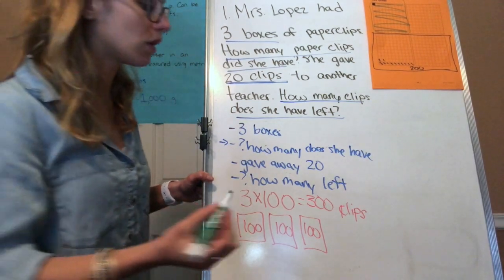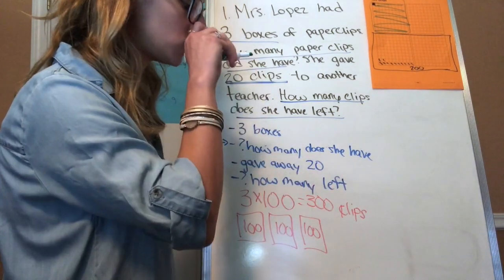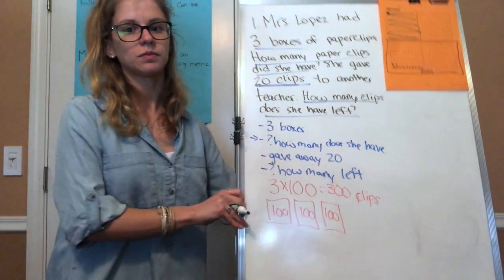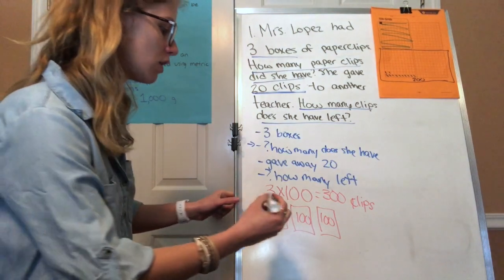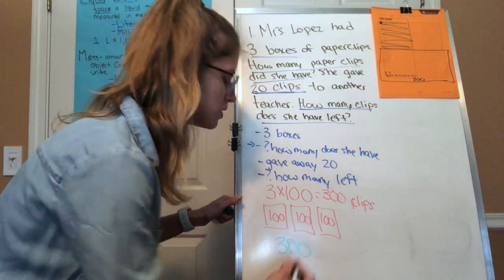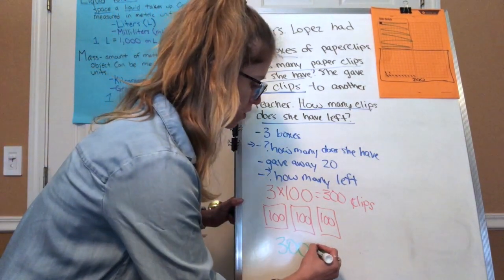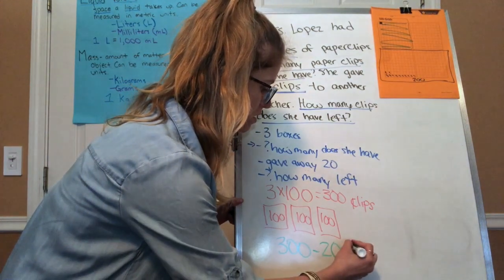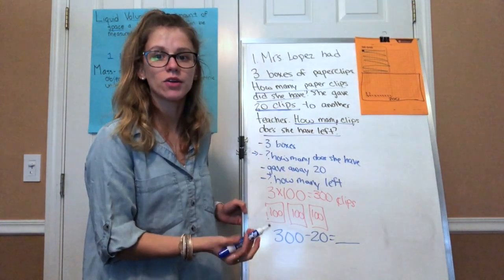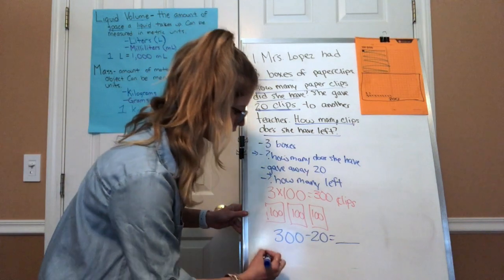I want to use a number line to show that if she had 300 paper clips and she gave away 20, how many would she have left? I'm going to make a number line, but first write an equation to show 300, and then how many does she give away? 20. I realized that the green was kind of hard to read, so I rewrote 300 minus 20, and now I need to make my number line.